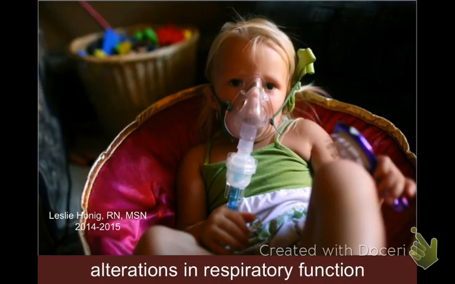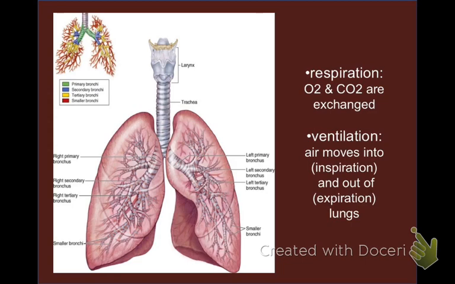So we're going to do alterations in respiratory function. Obviously, I always like to talk about normal before we talk about abnormal. I think it's really important. If you understand normal, you can figure out abnormal. When we talk about oxygenation in relation to the respiratory system, we are basically talking about CO2 and O2 exchange, okay?